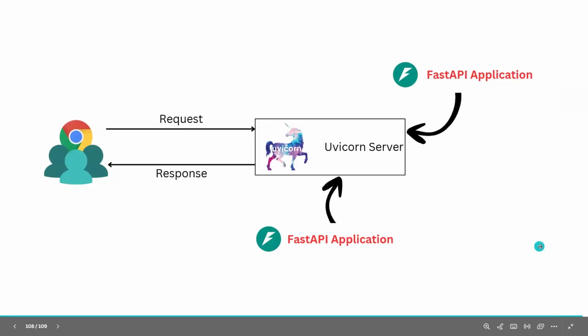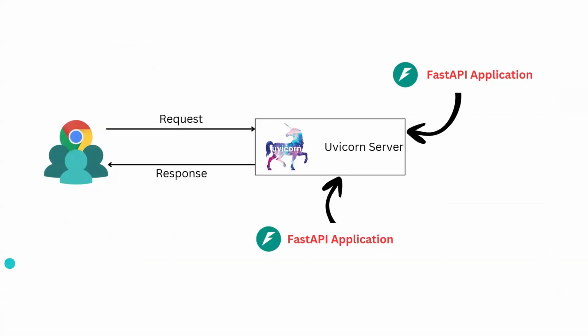Now, the very important thing here, okay, which is Uvicorn. Now, to build a web application in Python with FastAPI, you need something called a server to run your app and handle requests from users. This is where Uvicorn comes into the picture. So Uvicorn is a lightweight, high performance ASGI server. ASGI stands for Asynchronous Server Gateway Interface, which is a common standard for Python web apps that supports async programming.